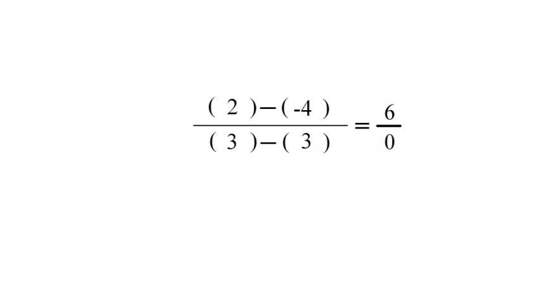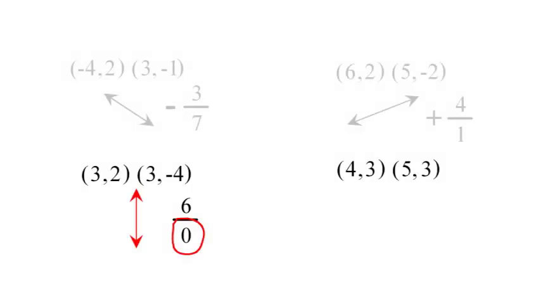When you get 0 in the bottom of a fraction, it's a special case. It means that the line is straight up and down, or vertical. So whenever you compute a slope from 2 points and you wind up with a 0 in the bottom, it means that the line goes straight up and down.